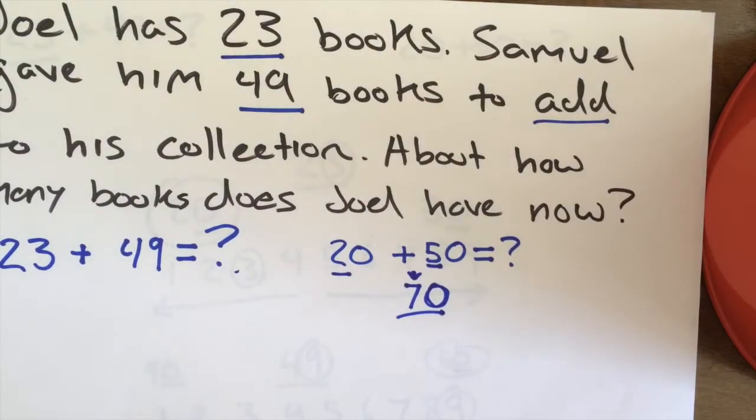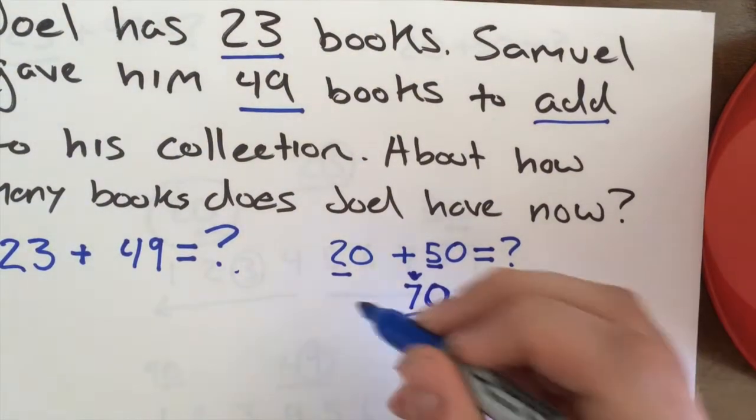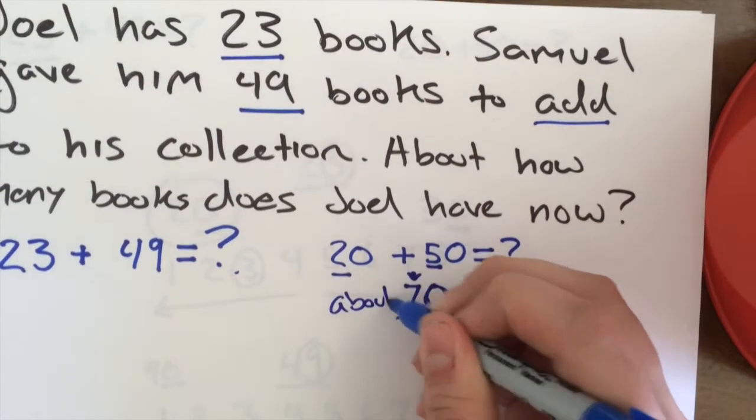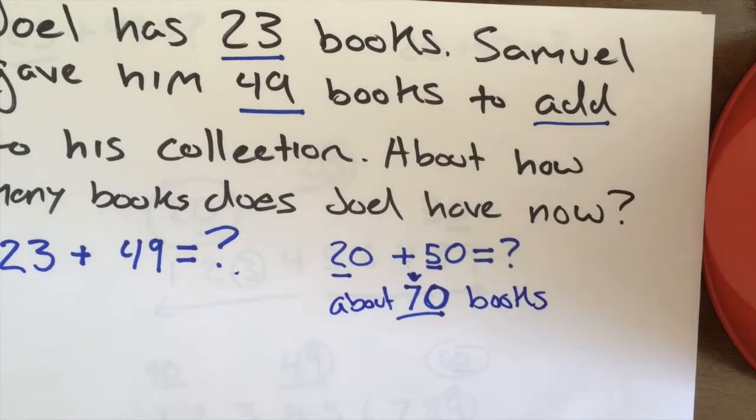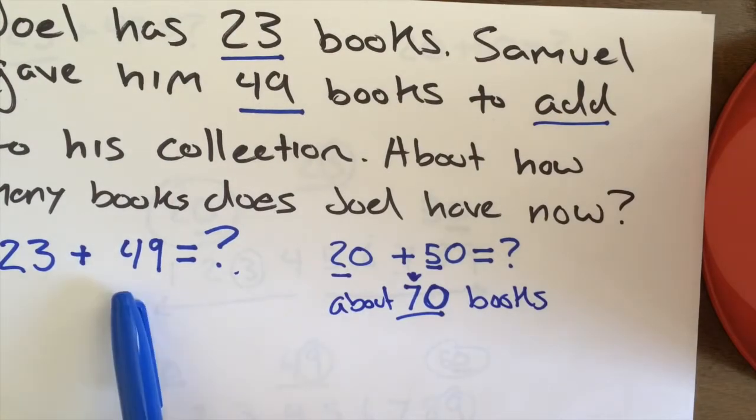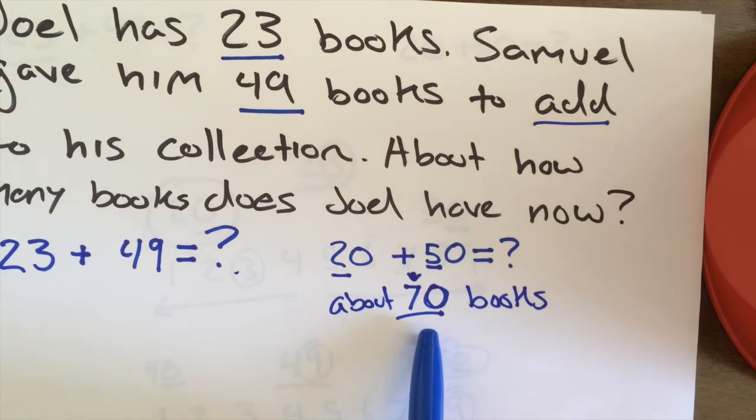So about how many books does Joel have now? He has about 70 books. Remember, we're not solving the exact number of books that Joel has. We're only finding an estimate. We only want to know about how many books he has. And in this problem, Joel has about 70 books.